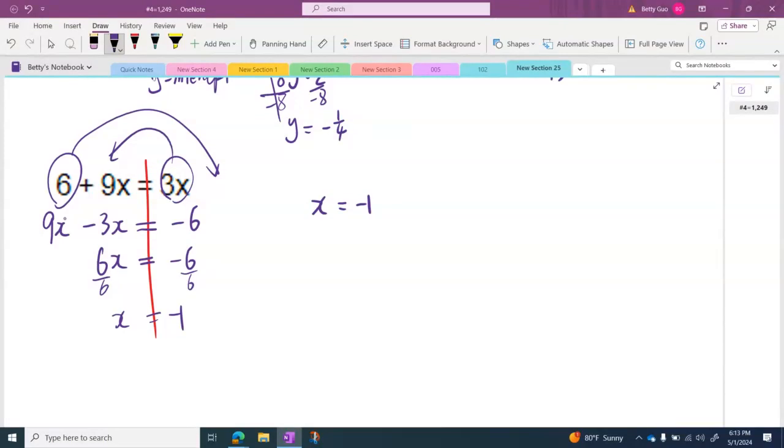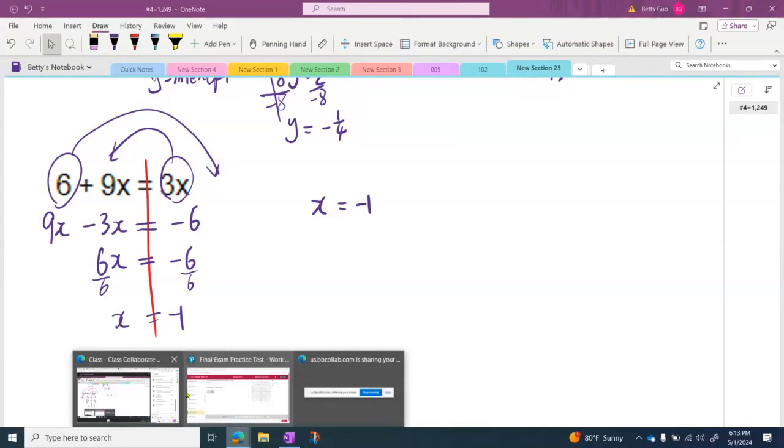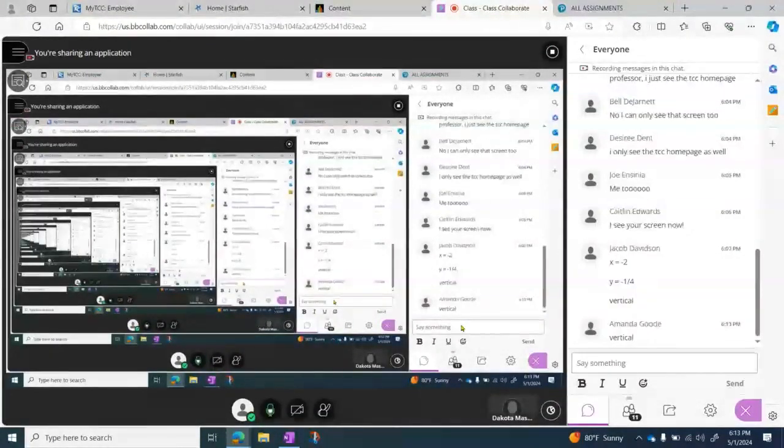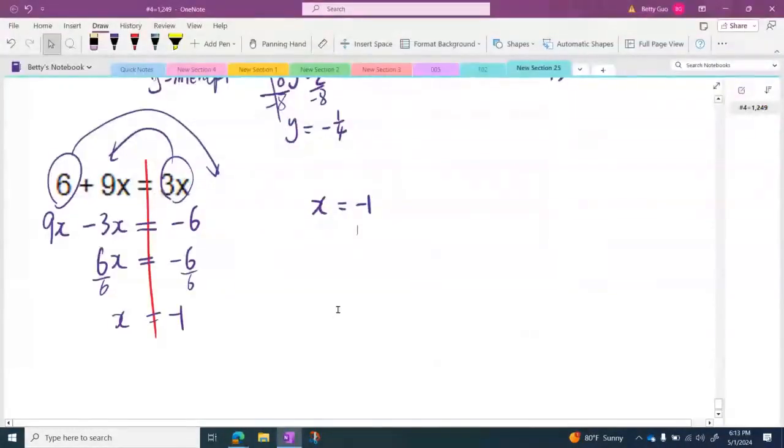Okay, please type in the chat. Does this equation represent a vertical straight line or a horizontal straight line? Vertical. Thank you, Jacob. Very good. Thank you, Amanda. That's correct. It is a vertical straight line. Okay, let's remember the vertical straight line happens at x equals -1.